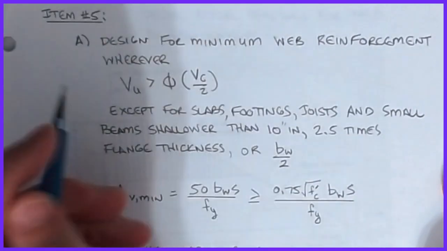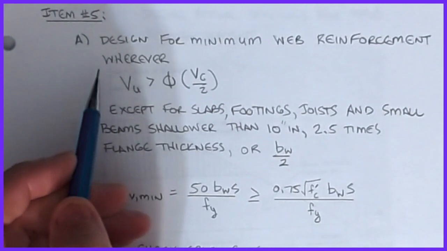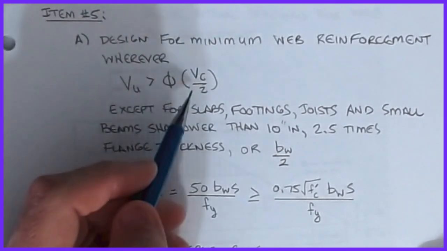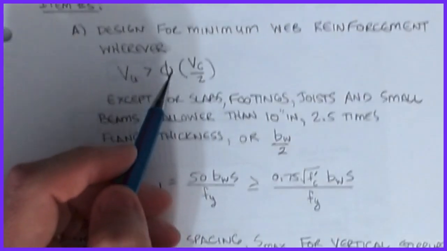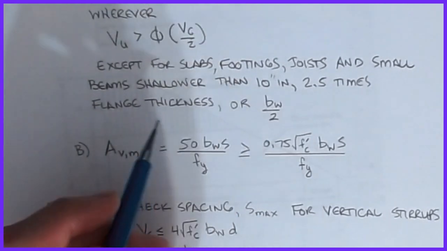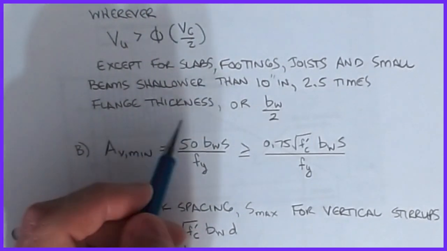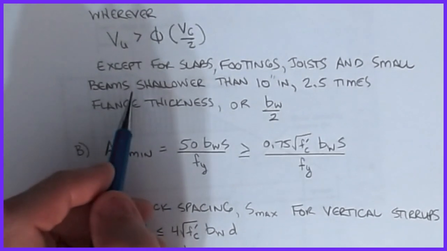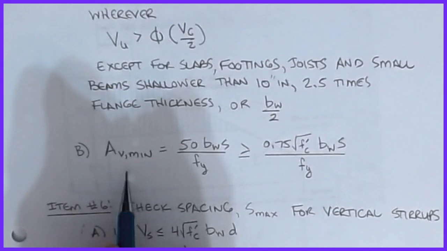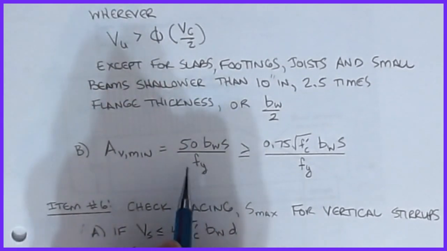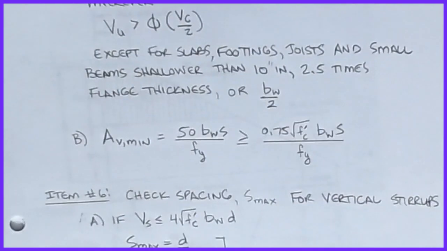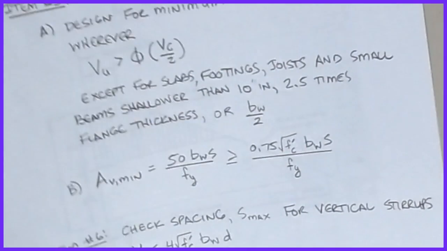So item 5, we're going to design for the minimum web reinforcement first. This is at every point on that graph where our applied shear is greater than phi Vc over 2, except for slabs, footings, joists, and small beams shallower than 10 inches, 2.5 times the flange thickness, or bw over 2. That's that exception table that I showed you in the last video, where we're controlled by an Av minimum. We have to obey Av minimum of 50 bw s over fy, greater than or equal to 0.75 square root f'c bw s over fy. So this is that check that we were talking about in the last video.